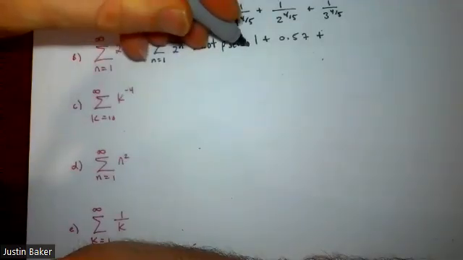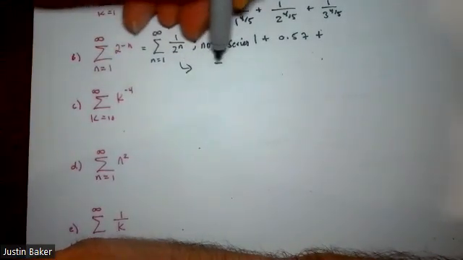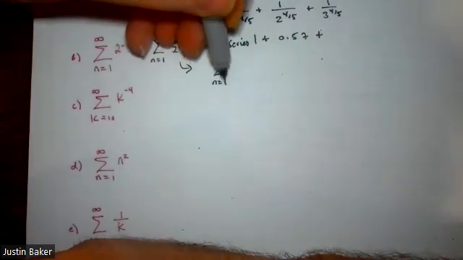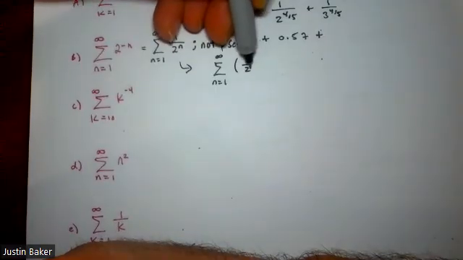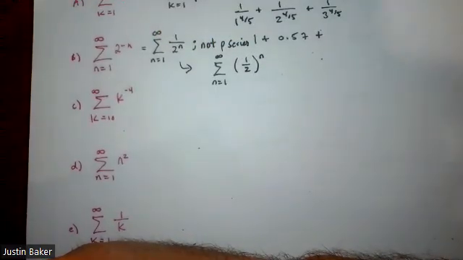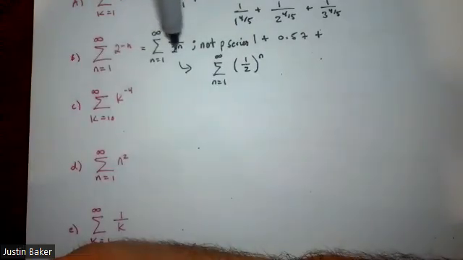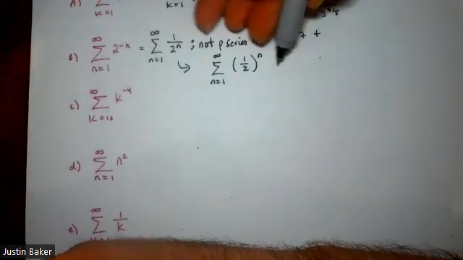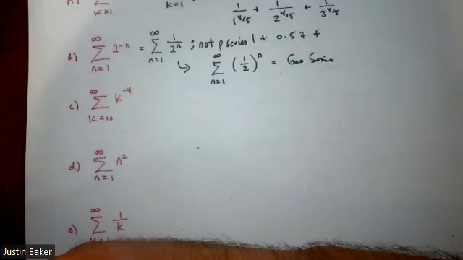So then the question you might have is, well, what is it? We can rewrite this as the summation of n equals 1 to infinity, and then we could say that this is a half raised to the n power, because 1 to the n is 1, and 2 to the n would go down to the bottom. And then in that case, this is really a geometric series.